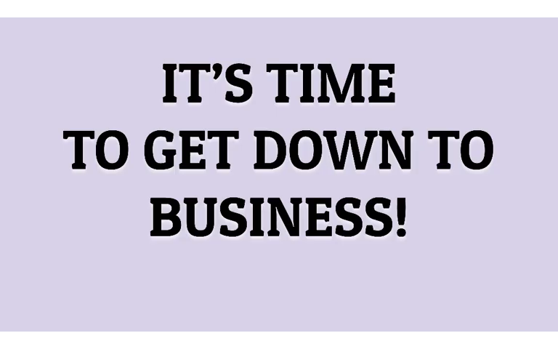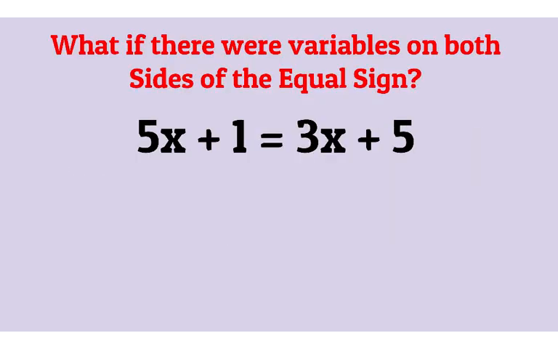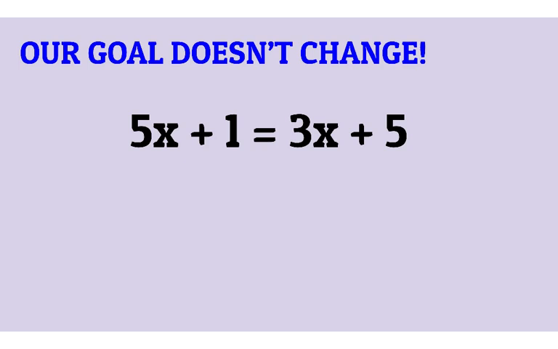All right, so now it's time to get down to business. What if there were variables on both sides of the equal sign? What would you do? First thing, do not get nervous. Second, remember our goal doesn't change. We still want to get the variable on one side and a number on the other.